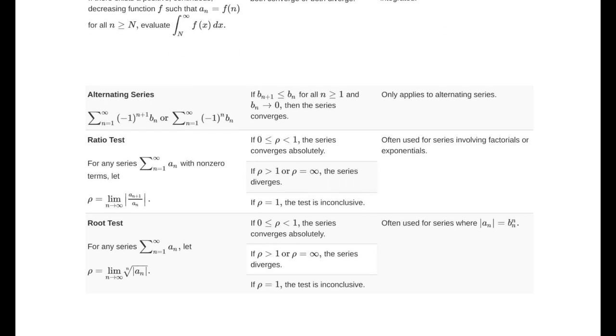All right, that is the end of this section. Hopefully, you can now feel a little bit more familiar with all of those different tests. That's it.